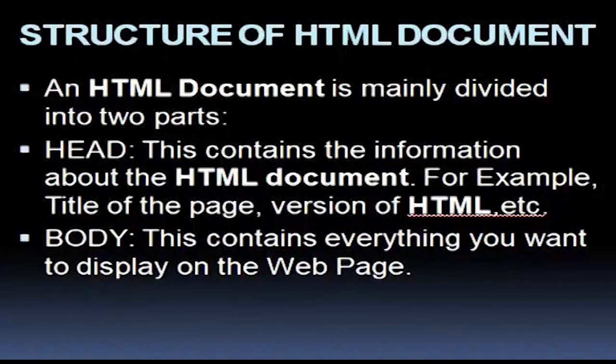So next one is structure of HTML document. How the HTML document will look like? A HTML document is mainly divided into two parts. One is head section, second one is body section. So in head section, this contains the information about HTML document. For example, title of the web page, version of the HTML, etc.